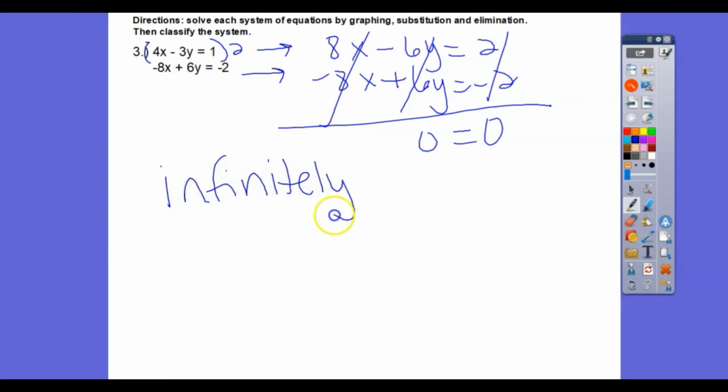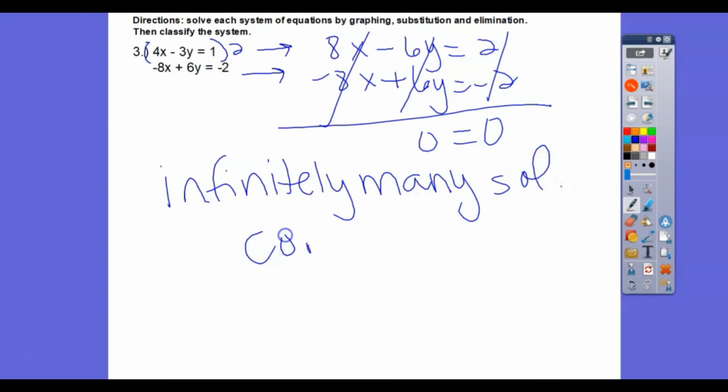Therefore, because all the variables have canceled, that means that there's infinitely many solutions. And again, this system is consistent and dependent, okay? So I have just shown you how to do 3 different problems, one of which was parallel, the other one was the same line, and the other one actually had 1 point of intersection. We did each one of those by graphing, substitution, and elimination, so hopefully this helps. Good luck!